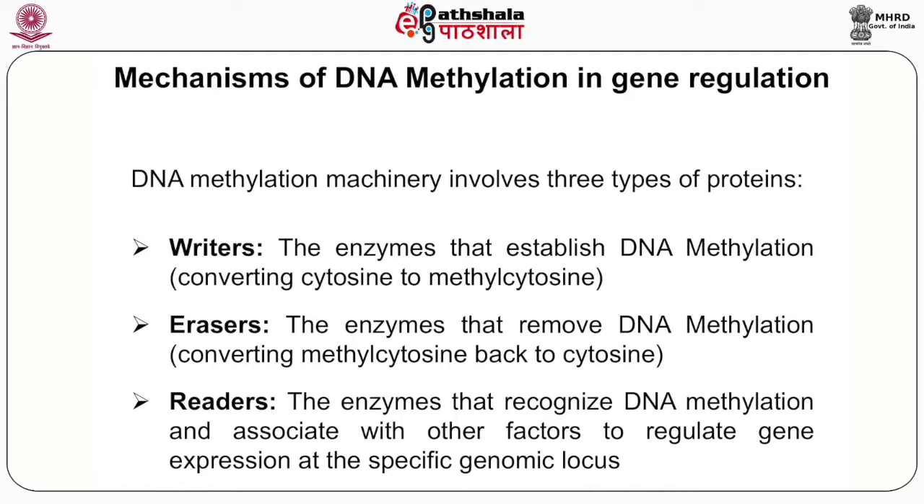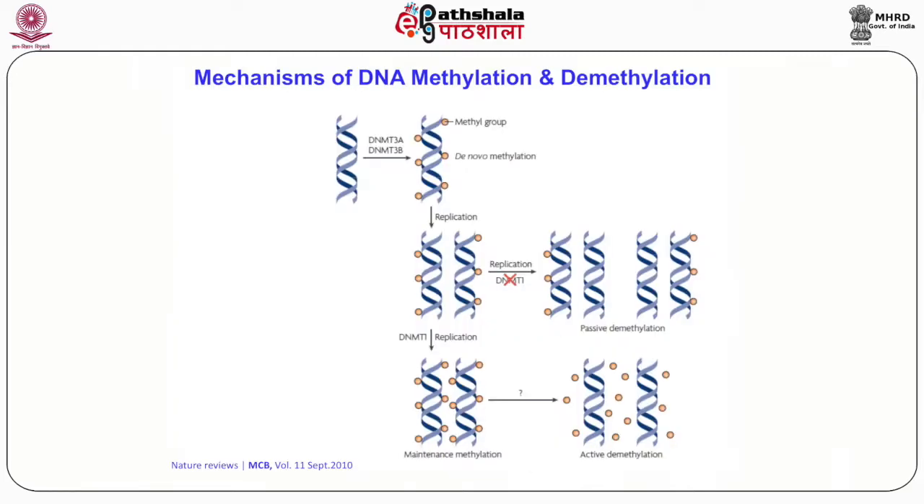Now, next is the readers. Readers are the class of proteins that help to recognize DNA methylation and associate with other factors to regulate gene expression at the specific genomic locus. DNA methylation and demethylation occur via active and passive mechanisms as shown in this figure.